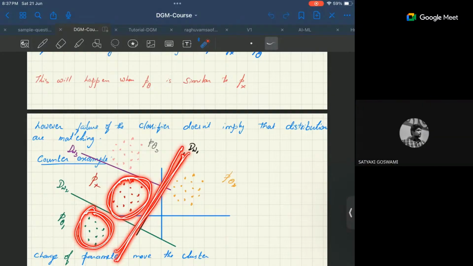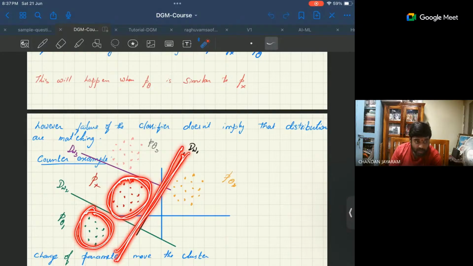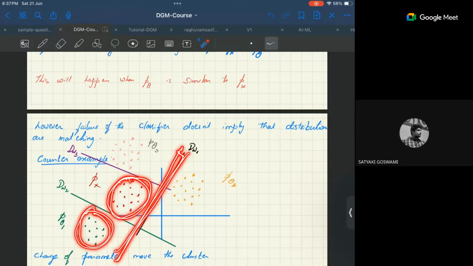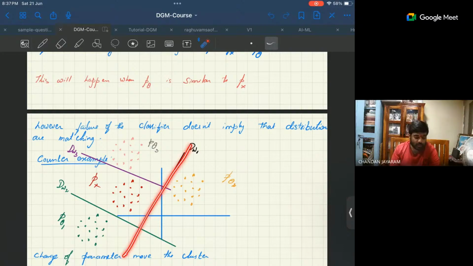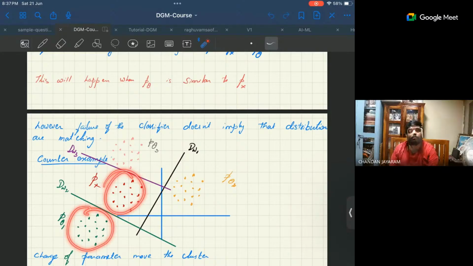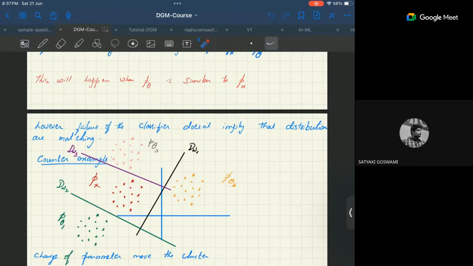If you have a line like this, are you able to distinguish now? No, you are not able to distinguish. But does that mean that p theta and the real distribution are the same? Just because your classifier is not able to distinguish, that doesn't mean the distributions are matching.